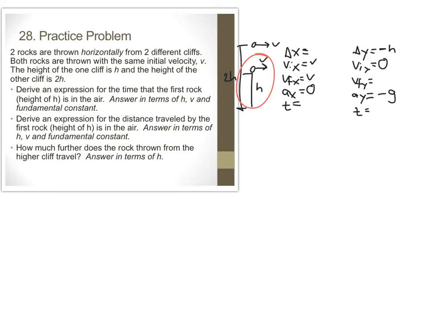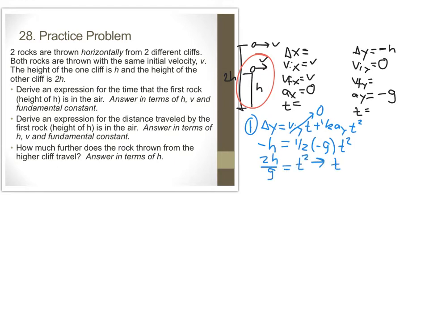I'm going to start with the y side here because I have more information there, and that's going to allow me to solve for my time. So I'm actually going to use my delta y equation. It doesn't end up being a quadratic here because that first term just goes away since our initial y velocity is 0. So I have negative h equals 1/2 times negative g times t squared. I'm going to move the negative g over and multiply both sides by 2. And so I end up getting 2h over g equals t squared, which means that my time in the air is going to be the square root of 2h over g. So that answers my first question, the time that's in the air.